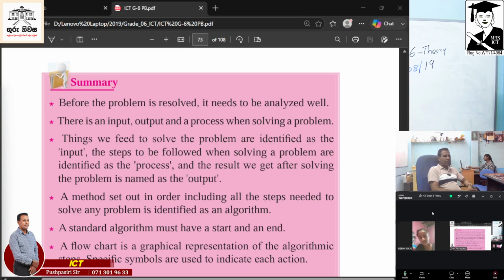Things we feed to solve the problem are identified as the input. So input means anything in the problem that is based on the question. Steps to be followed when solving a problem are identified as a process. So process means how to solve the problem, the steps, right? And the result we get after solving the problem is called output.